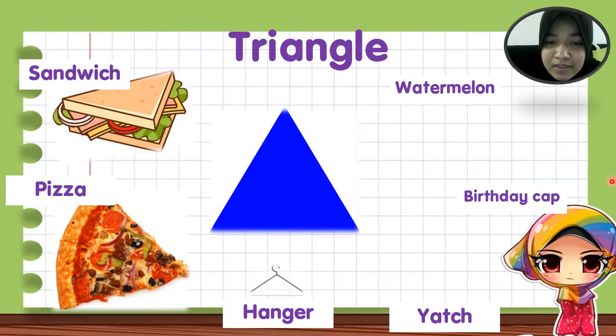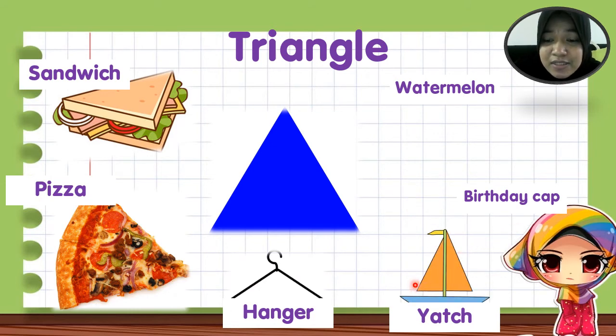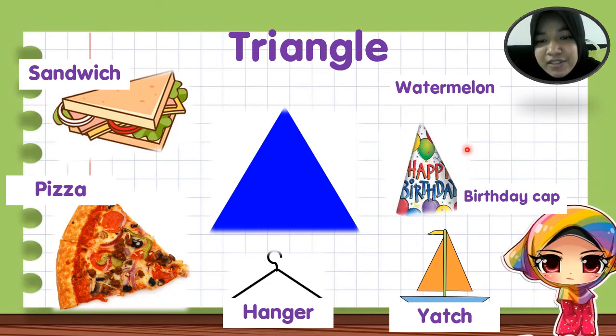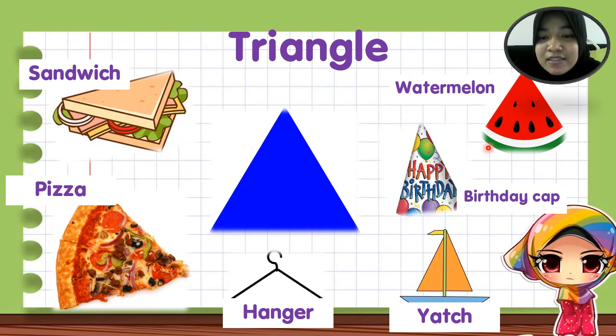Okay. After that, we have, yes, a hanger that you use to hang your clothes. It's also in a triangle shape. After that, yacht. You know what is the yacht? Yacht is kapal layar. So, as you can see here, the flag or the yacht here looks like a triangle. Next, when you wear on your birthday, which is a birthday cap, it also come with triangle. Okay, last but not least, it's a watermelon. When you cut it into triangle shape, so it will be a triangle. Okay, class?